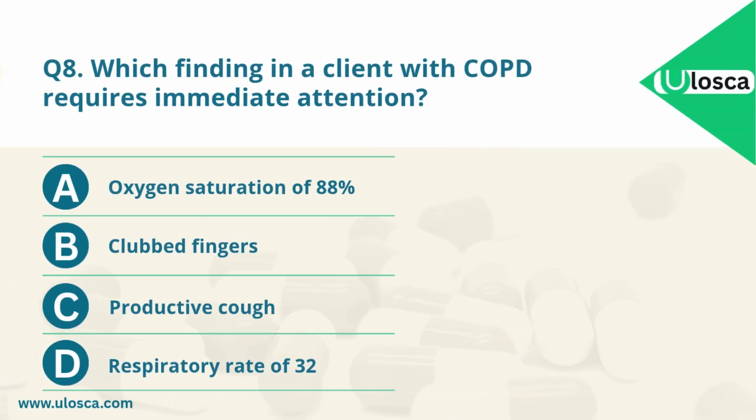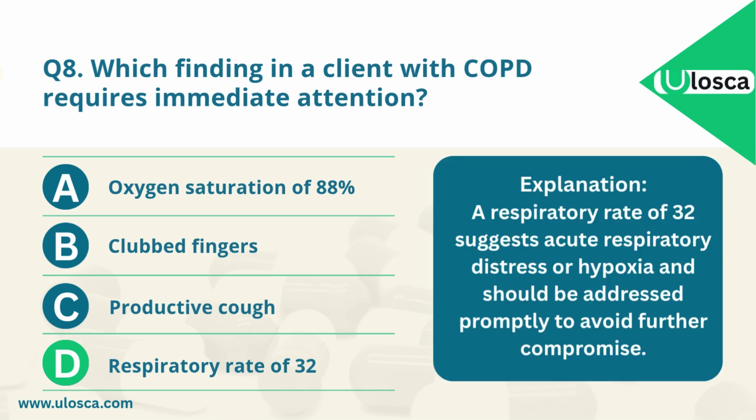The correct answer is D. Respiratory rate of 32. Explanation. A respiratory rate of 32 suggests acute respiratory distress or hypoxia and should be addressed promptly to avoid further compromise.